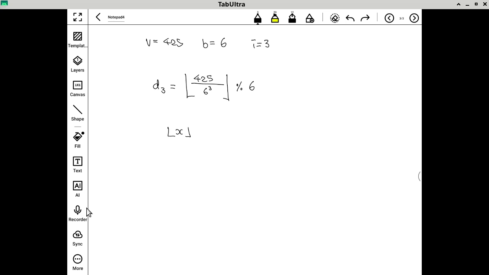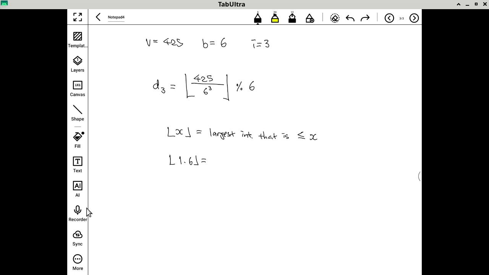The floor of X is the largest integer that is, I have to remember whether this is correct. I think it is. That is less than or equal to X. There we go. I think that is the correct one. Well, we'll figure this out. So tell me, what is the floor of 1.6?